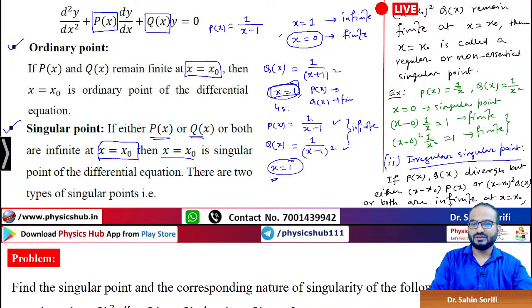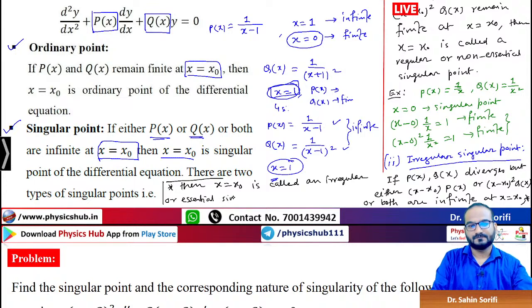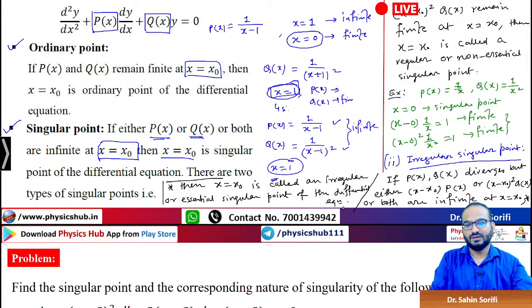Then we write it here: x equals to x naught is called an irregular or essential singular point of the differential equation. Understood?